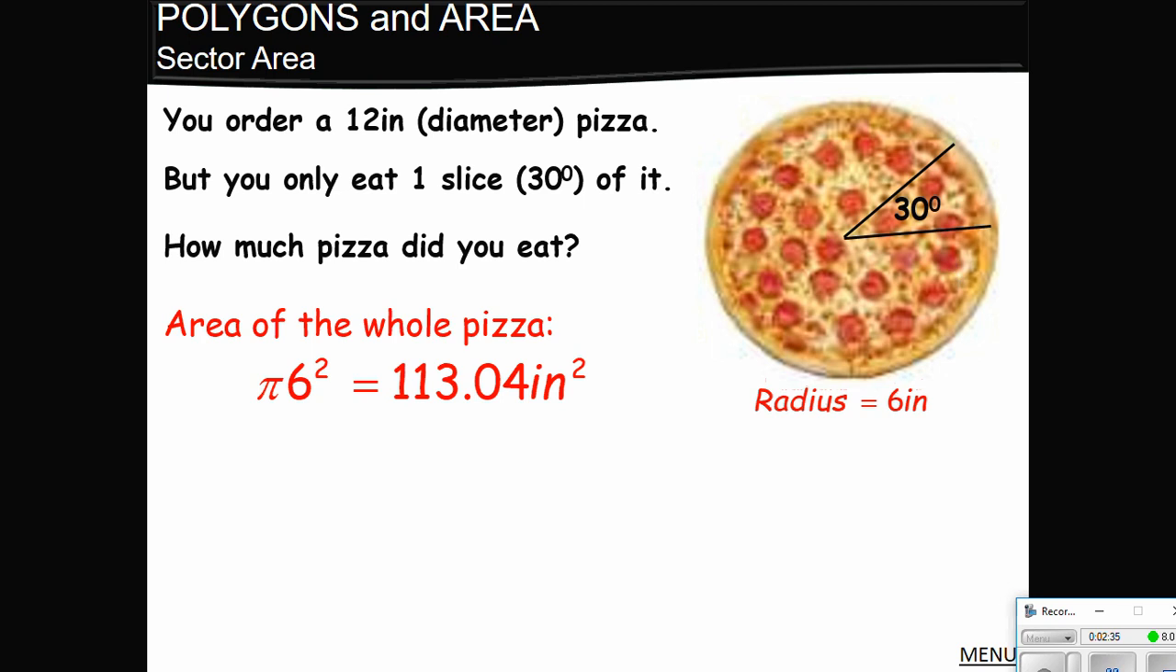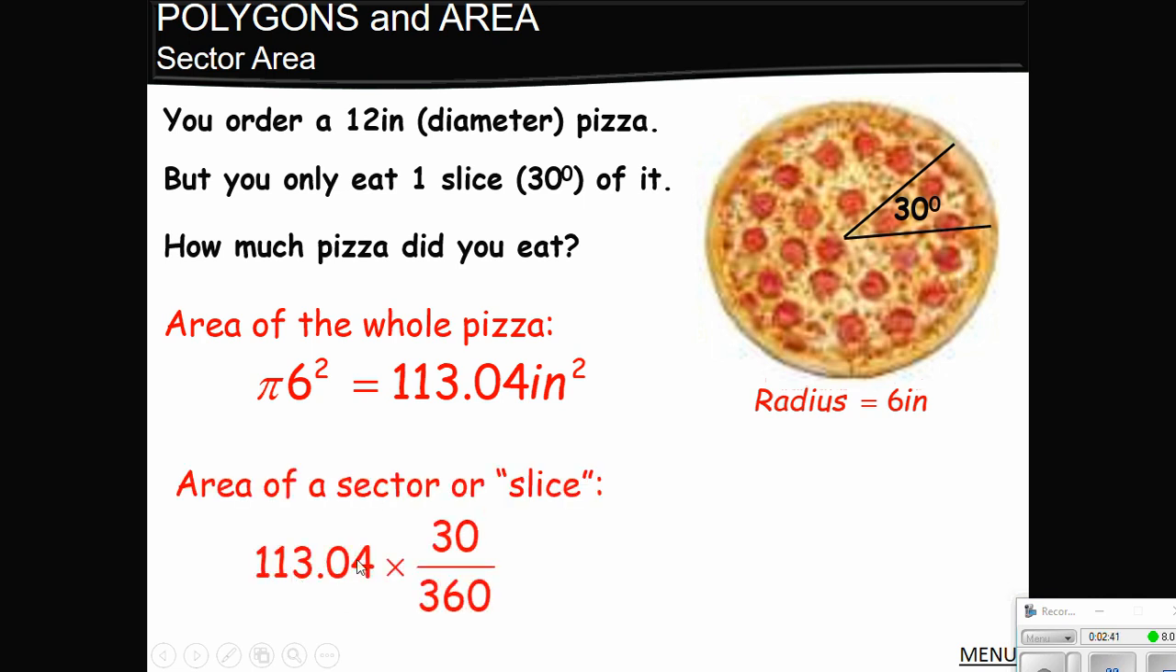So if I want the area of a 30-degree slice, I find the area of the whole pizza, the 113.04, and multiply it by 30 degrees out of 360 degrees. In this case, that gives me 9.42. But again, the idea is we multiply the entire area, the 113.04, which we got with pi times 6 squared, times the angle that we care about over 360. And when we have a little slice like this, the mathematical name for it is a sector. So what we're doing is we're finding the area of a sector. To find the area of the sector, take the area of the whole circle times the angle that we care about over 360.